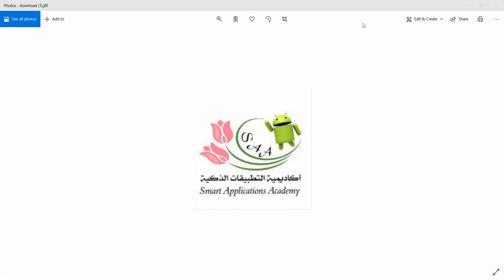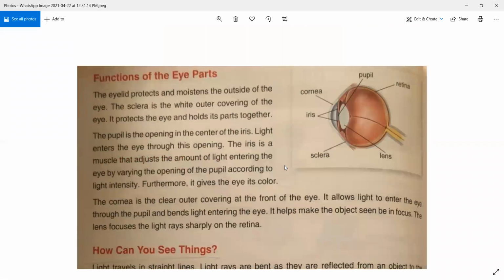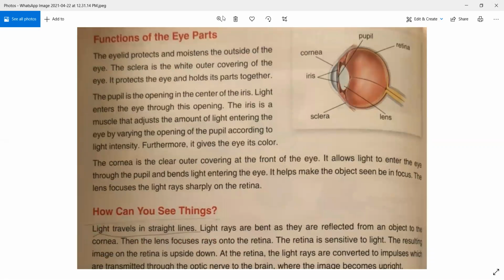Today we are going to remember a few things about the functions of the eye parts. We will start with the eyelid, which protects and moistens the outside of the eye. This is something that you need to remember. The sclera is the white outer covering of the eye. It protects the eye and holds its parts together.